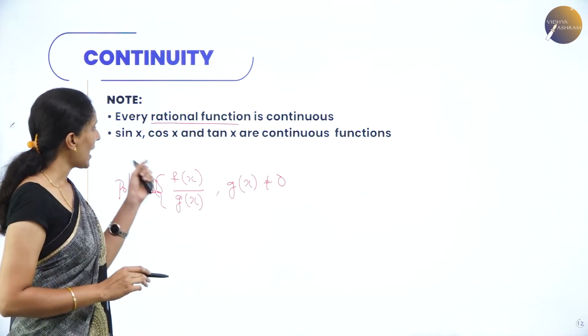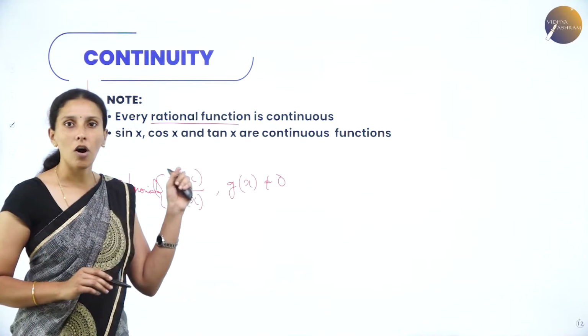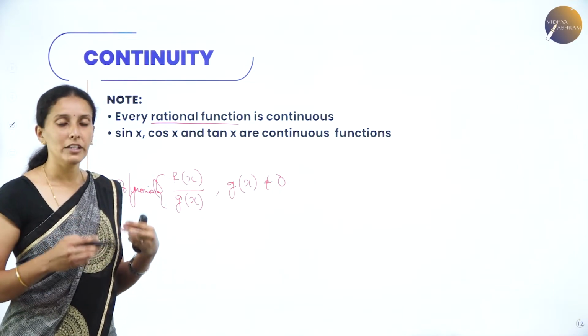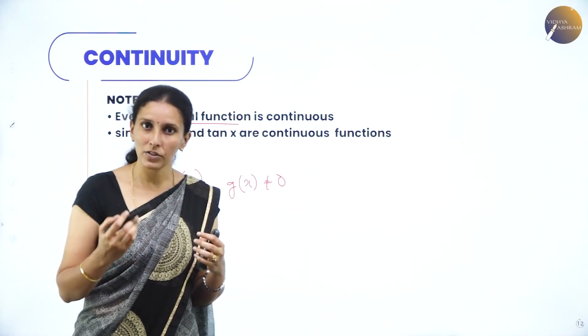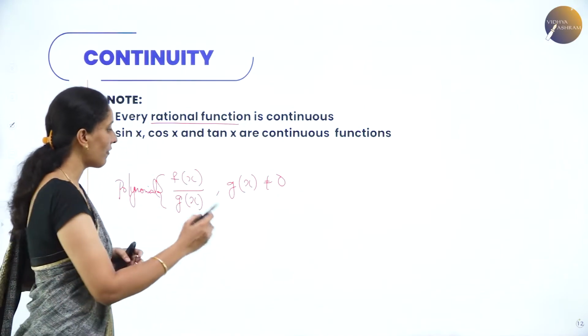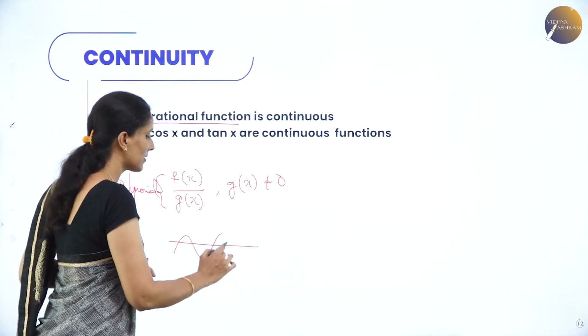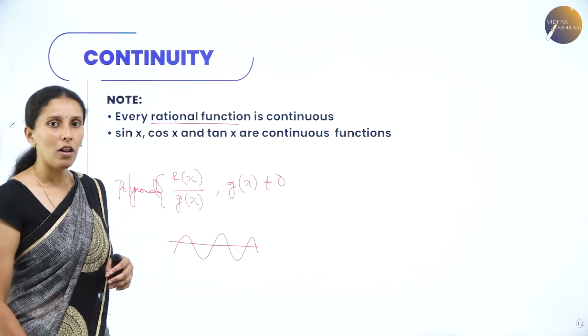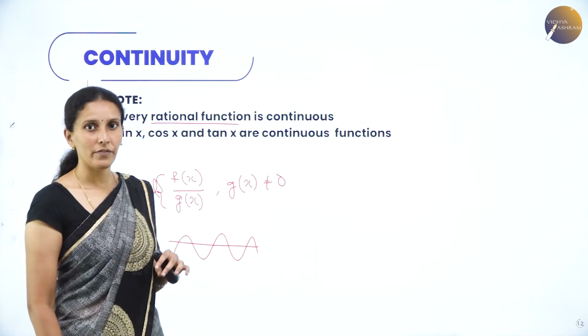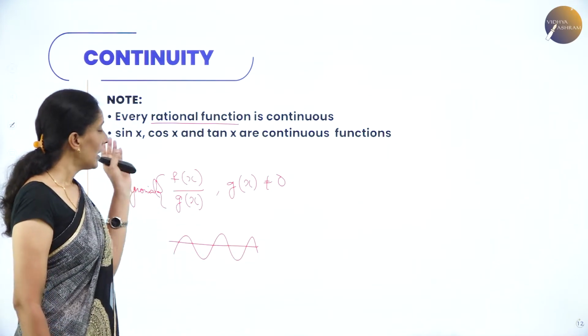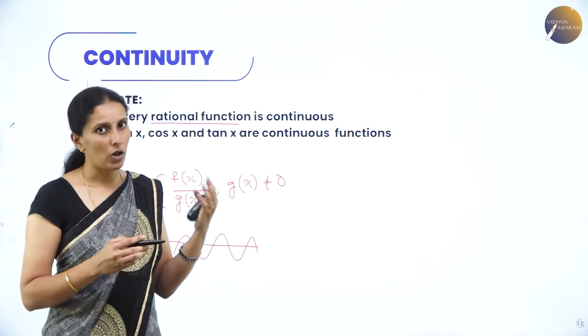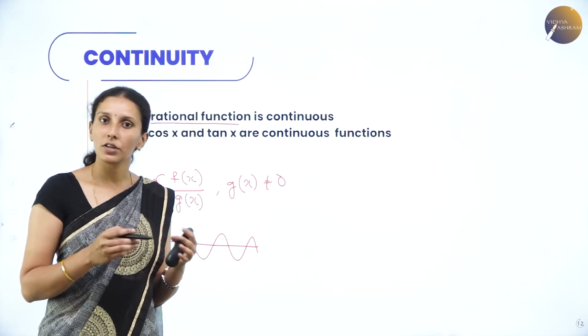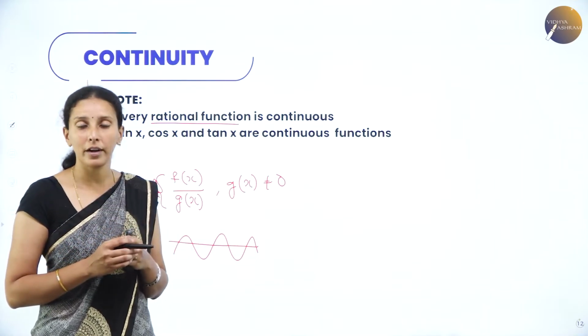And one more, sin x, cos x and tan x are continuous functions. Whenever the trigonometric functions sin x, tan x, cos x are continuous, you can look at the graph of sin x, it will be like this. So these are all examples of continuous functions. So that's why sin x plus cos x will also be continuous. Sin x minus cos x will also be continuous at the given point and domain.